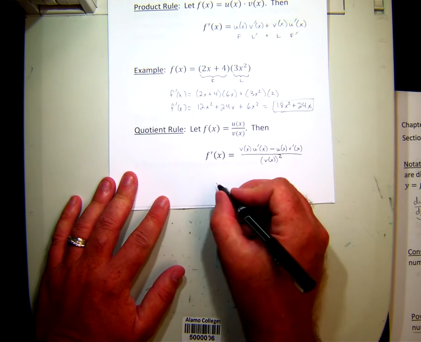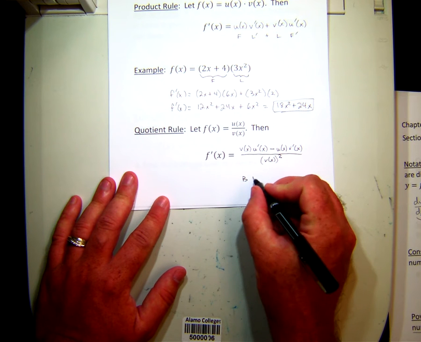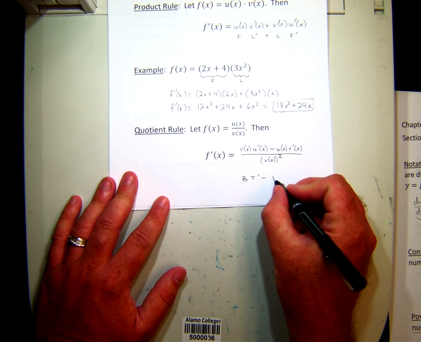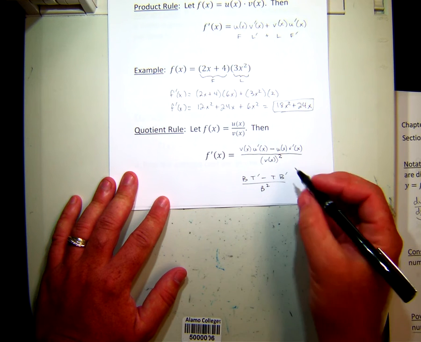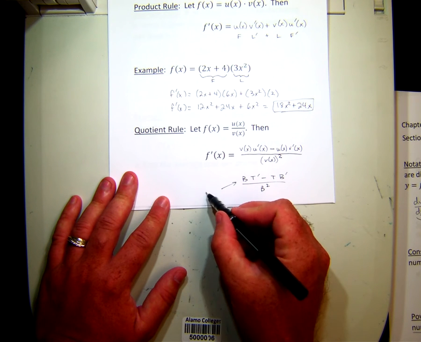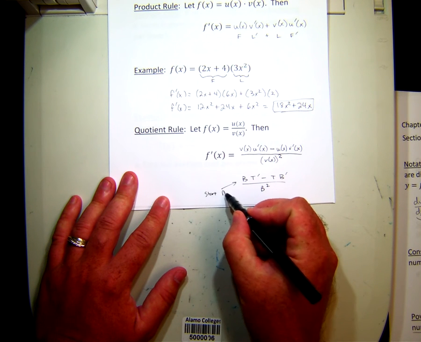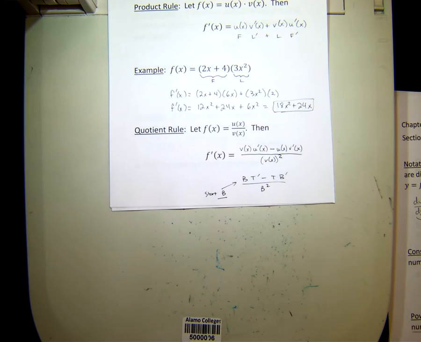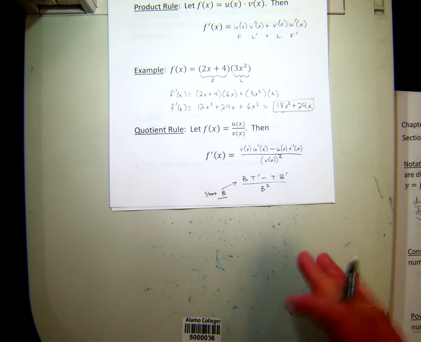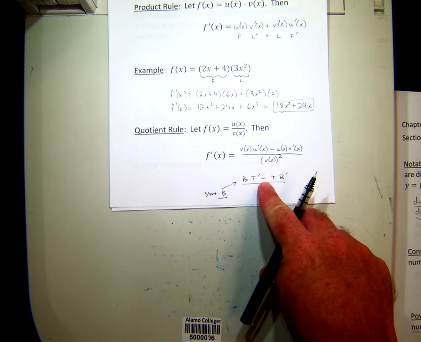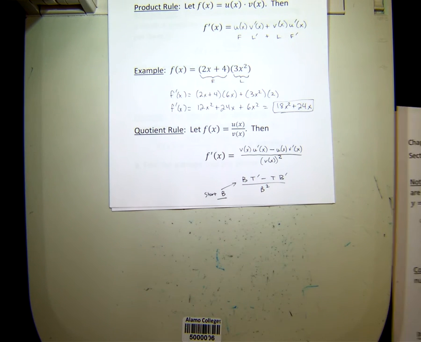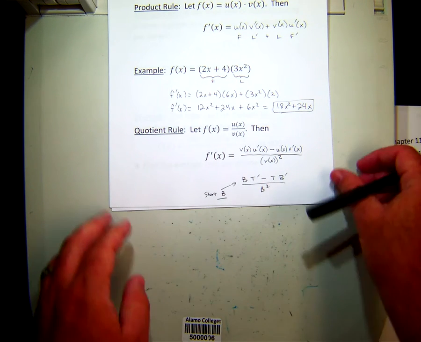So another way to remember this is it's the bottom times the derivative of the top minus the top times derivative of the bottom all over the bottom squared. Please notice you start with the bottom, not with the top. A lot of people get that confused. You start with the bottom because subtraction, it matters which one you do first, which one you do second.